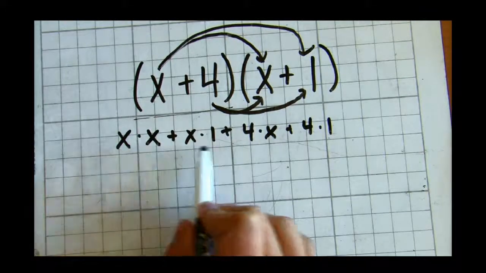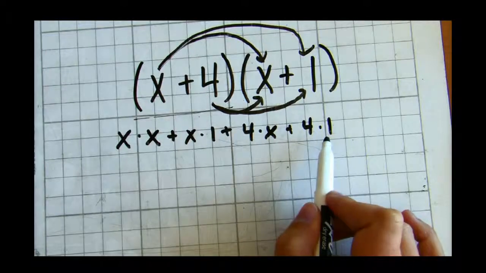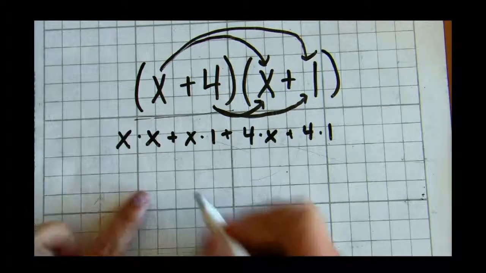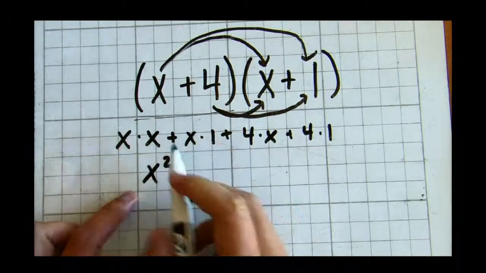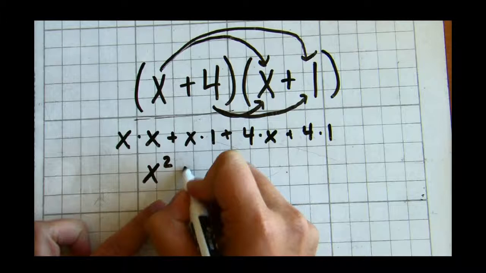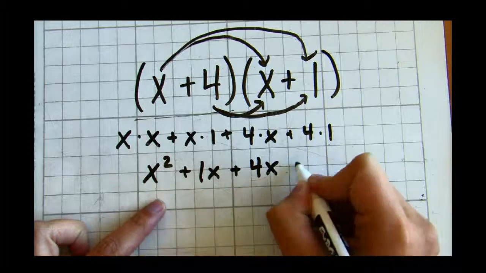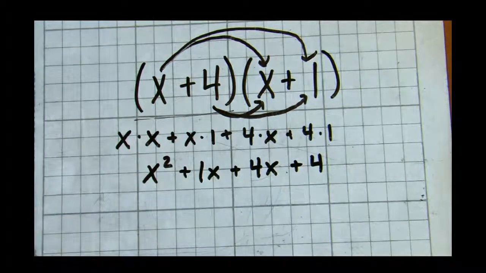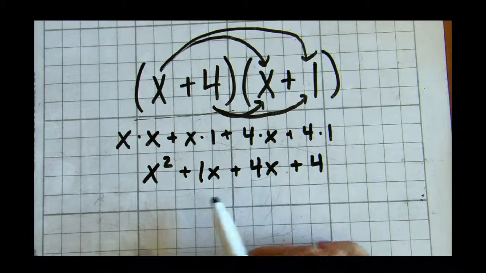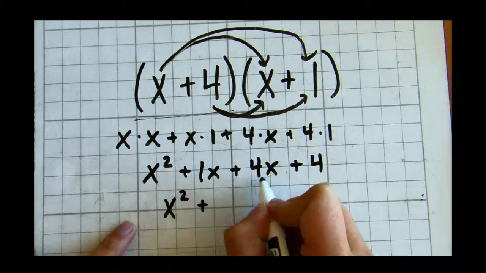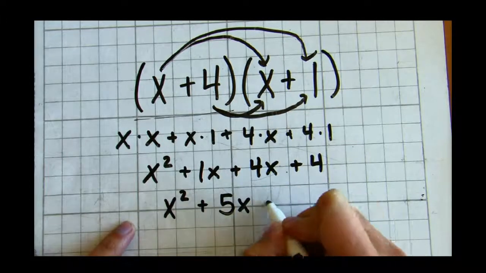Go ahead. I want you to simplify this expression. When you multiply everything through, choose the option that fits the best. Okay, so you should end up with x to the power of 2 plus 1x plus 4x plus 4. What can I do now? Great, I can combine my like terms. So I'm left with x to the power of 2 plus 1x plus 4x is going to give me 5x plus 4.